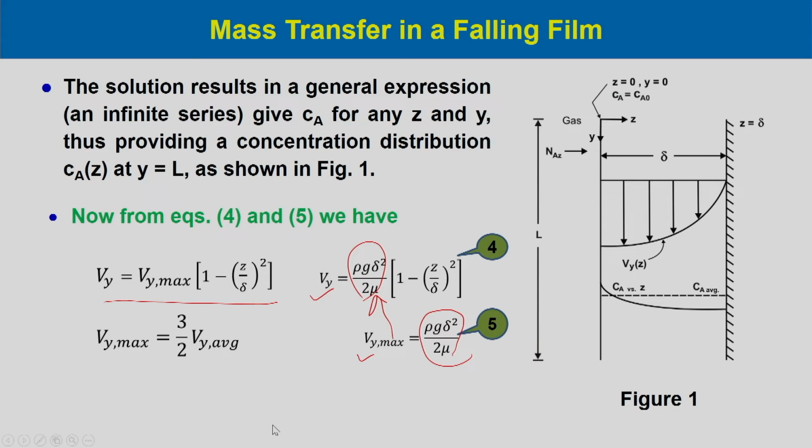Now, we know that V y average is equal to rho g delta square by thrice mu. Now, if we compare these two, then we can write V y max is equal to 3 by 2 V y average. So, these two relations we can obtain from the earlier relations.